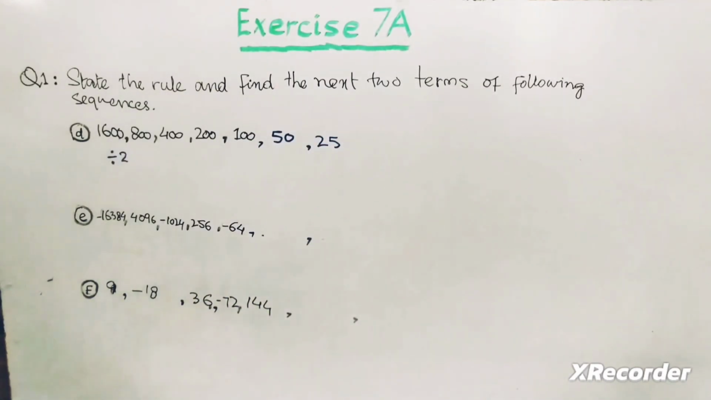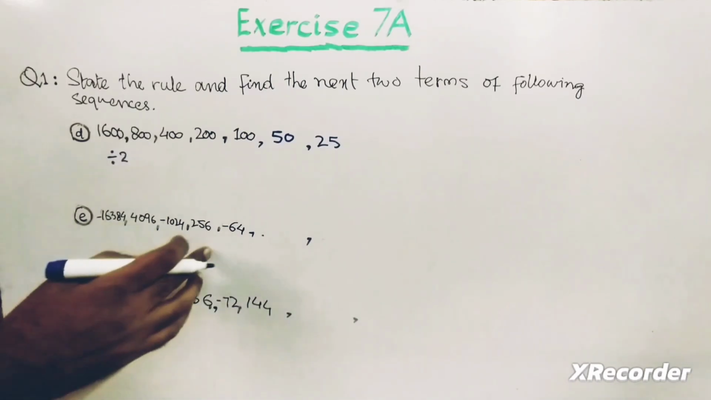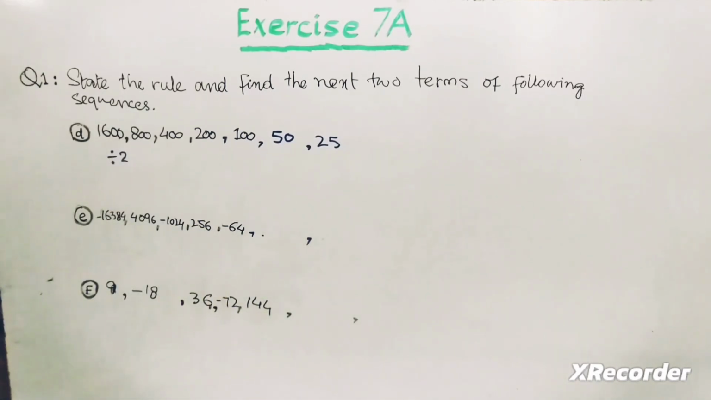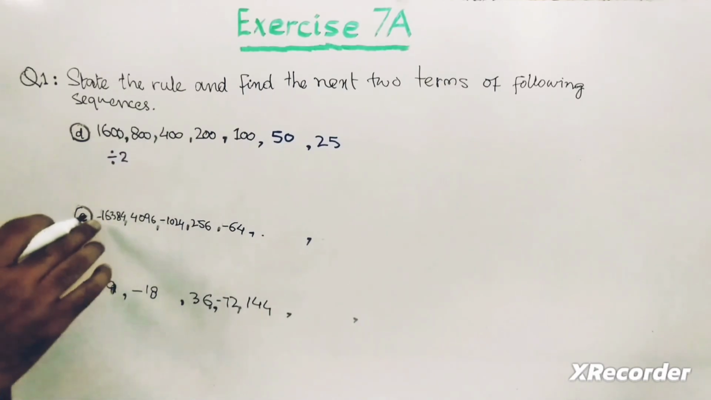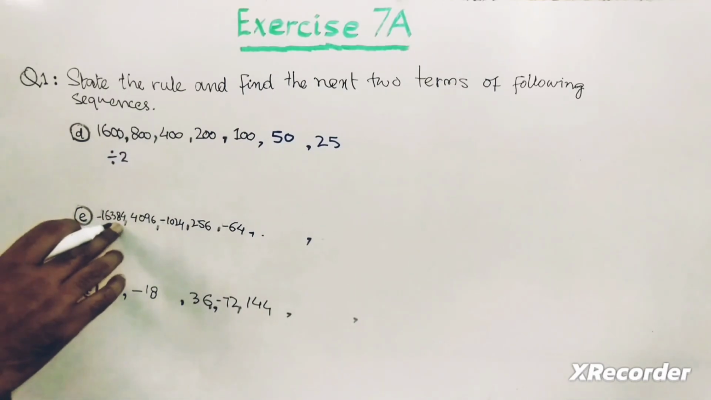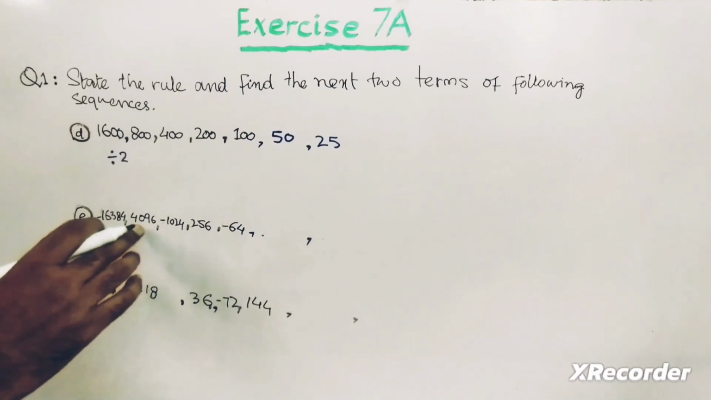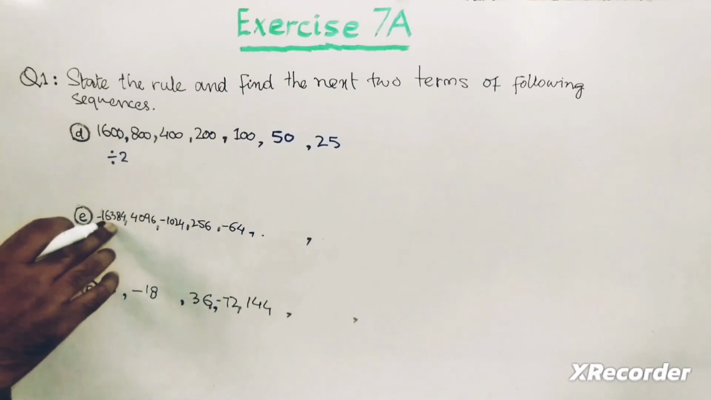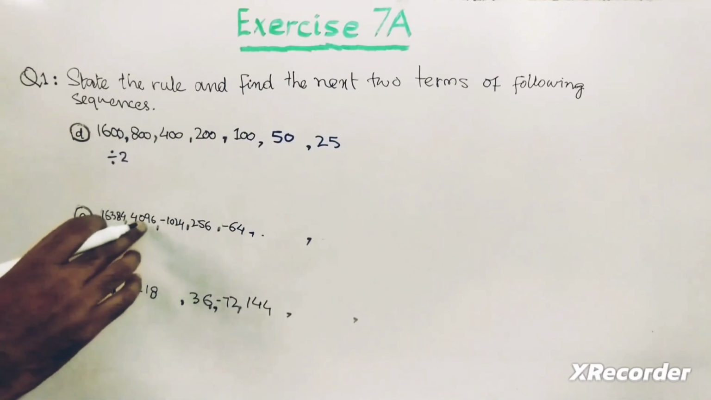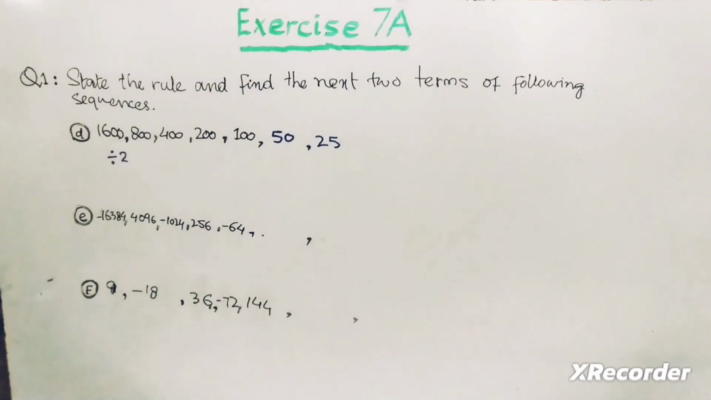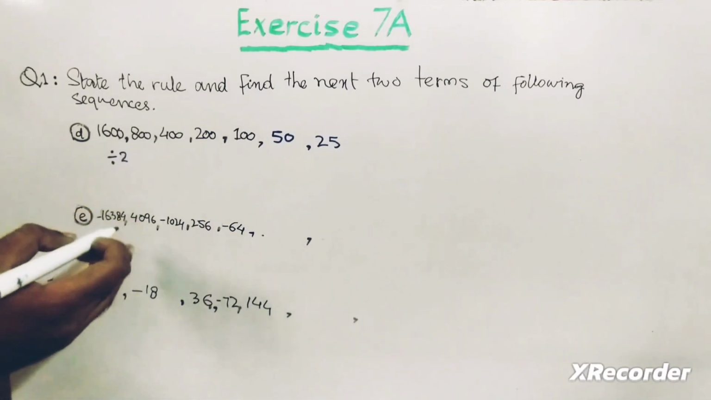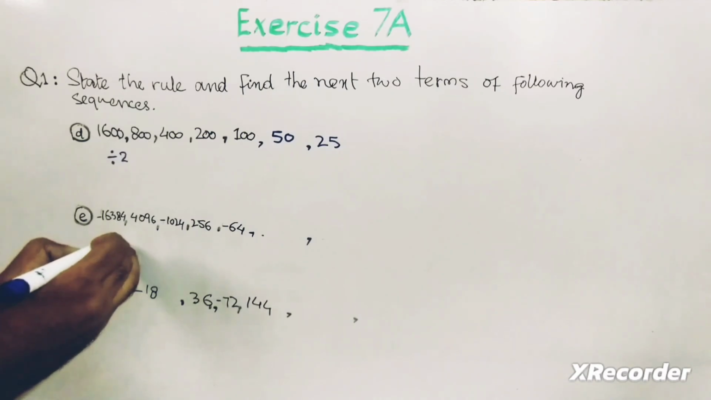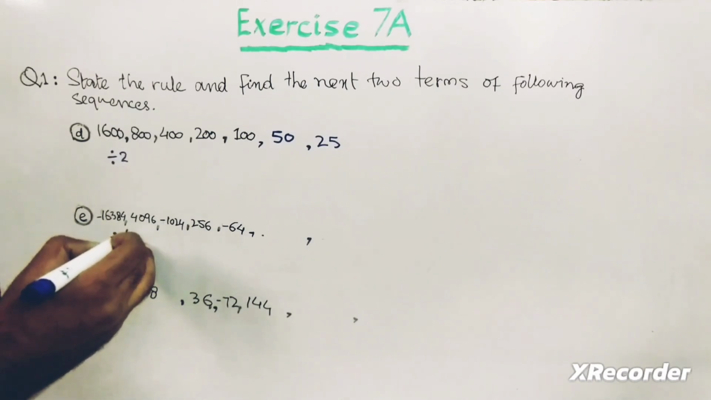Part E, minus 16,384. Next term is 4,096. Next term is minus 1,024, 256 and minus 64. So if we look closely, minus 16,384, 4,096. If we divide 16,384 by 4,096, the answer will be 4. So the next term is divided by minus 4.